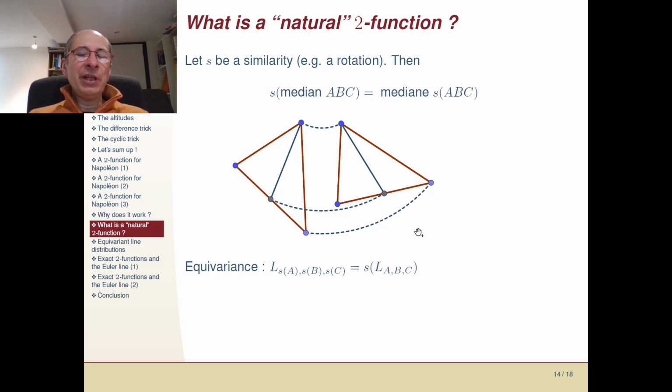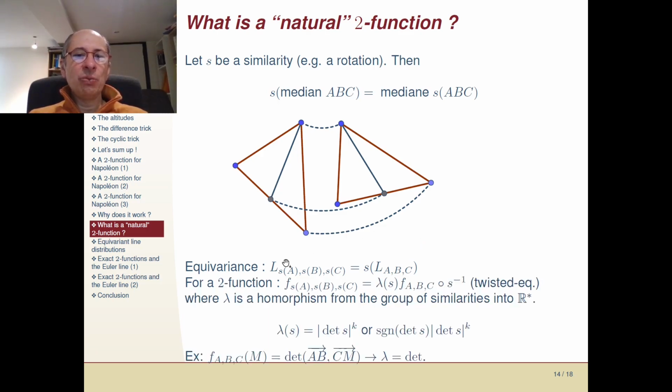So I think we can all agree that a natural set of lines will be an equivariant set of lines in a triangle. I will not consider a random line, but I will consider a line which is defined thanks to some geometric property, and thanks to this it will be equivariant. So the 2 functions we have to use will also have to satisfy this property.